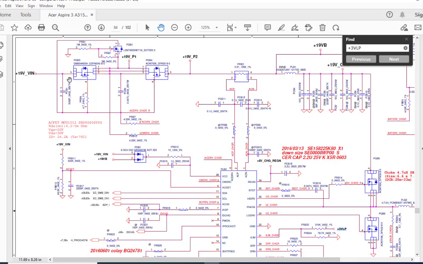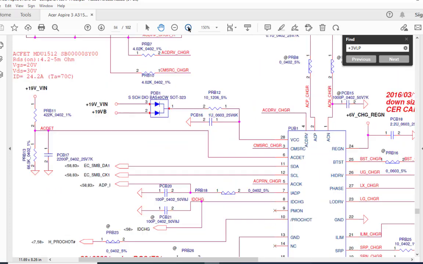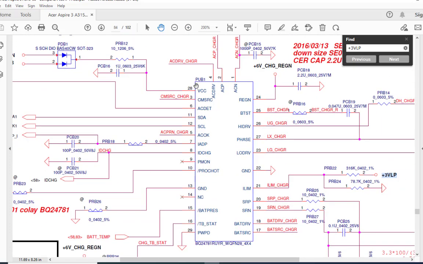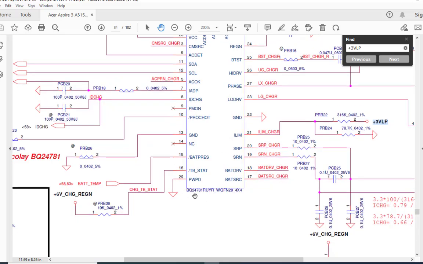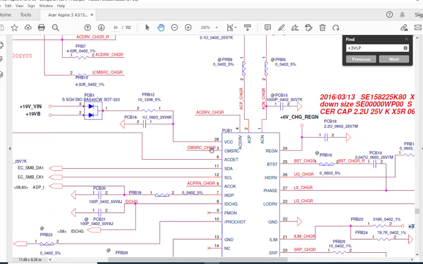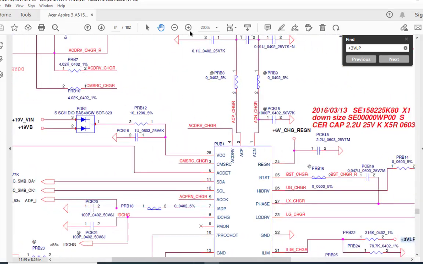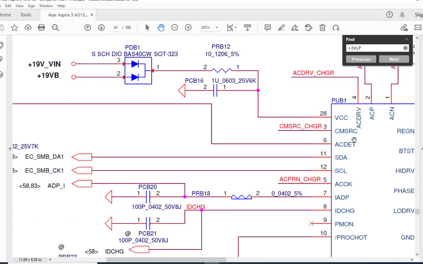Then these are the two P channel MOSFETs, and here is my battery charging chip. The location of the battery charging chip is PU1, and the chip number is BQ2478. Okay, so this is the chip number, and this chip receives power at pin number 28. So here is pin number 28.